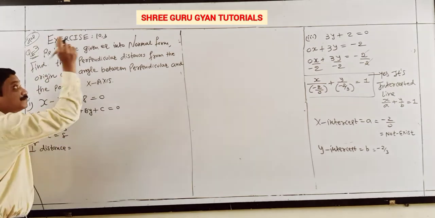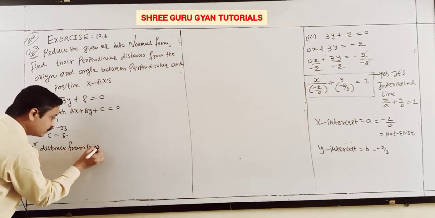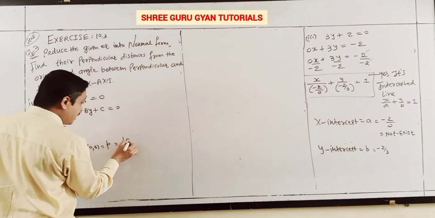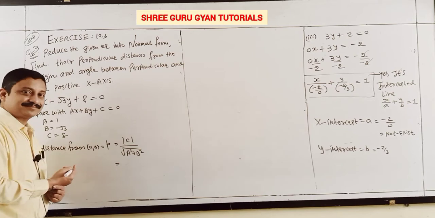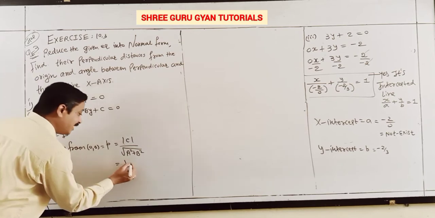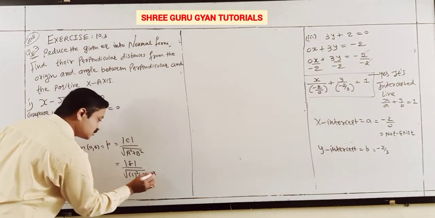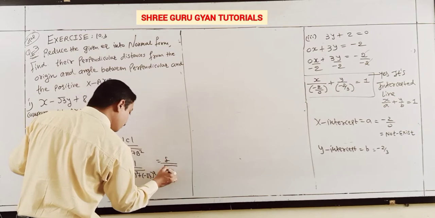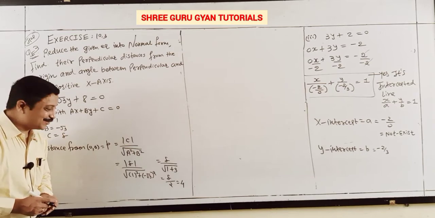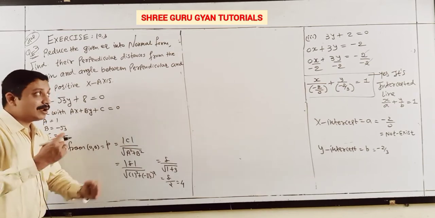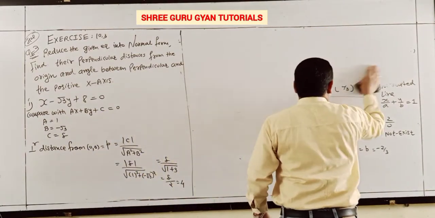What is the perpendicular distance? P, the perpendicular distance from the origin, is small p, modulus c by under root a square plus b square. Applying c, you know that 8. And a square plus b square is also known: 1 square plus minus root 3 square. So 8 by under root 1 plus 3, which is 4, square root 2. Total 4. P is done.